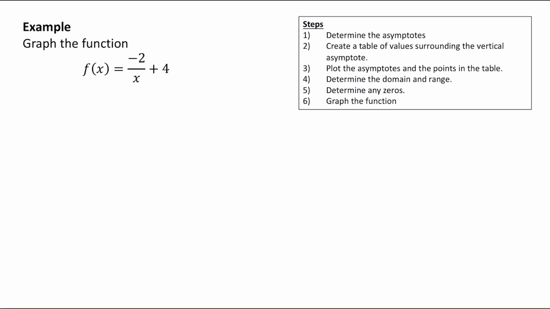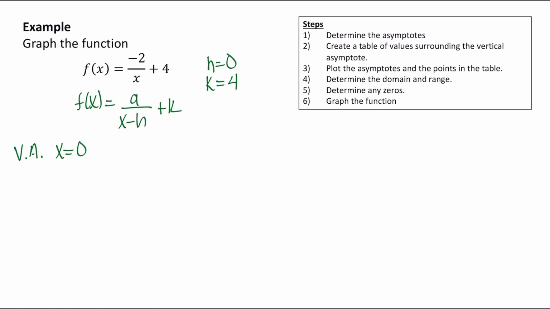Okay, so now let's go ahead and graph the function f of x equals -2 over x, plus 4. Okay, so once again, I'm going to compare that to my general form. So f of x equals a over x minus h, plus k. So in this case, there's nothing being subtracted from x, so I'm going to say that h equals 0. And then my k is going to be 4, right? Because I have that plus 4. So my vertical asymptote is going to be at x equals 0. And my horizontal asymptote is going to be at y equals 4.